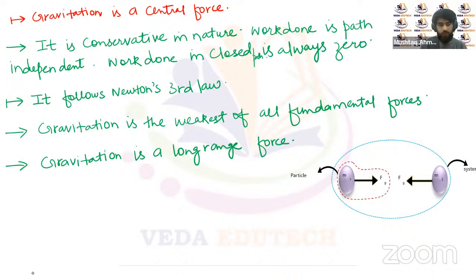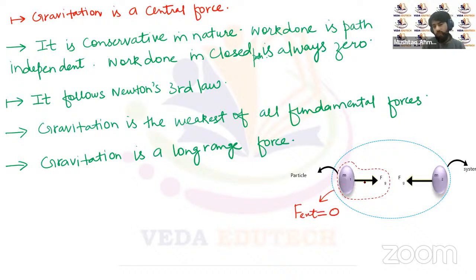Now let's suppose we have two bodies here, mass M1 and M2. There's a force of mutual attraction between these two bodies. And if we take these two bodies as a system, then there is actually no external force. F external is equal to 0 on the system.